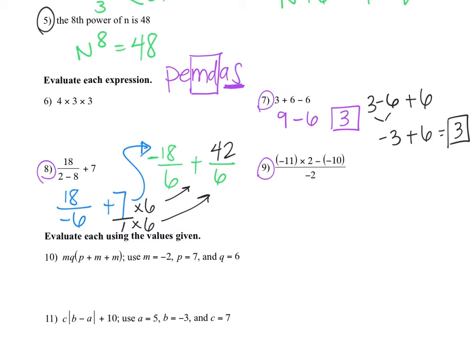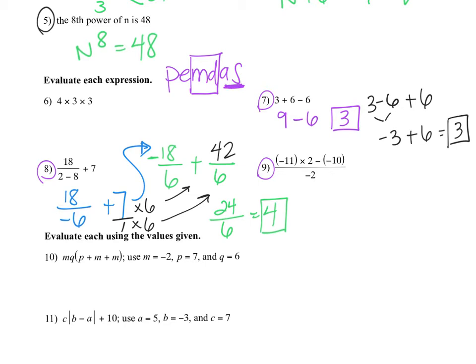And then negative 18 plus 42 is actually 24 over 6. And it is positive because the 42 is a bigger number. And 24 divided by 6 is actually 4, and that is my answer, and I am done.